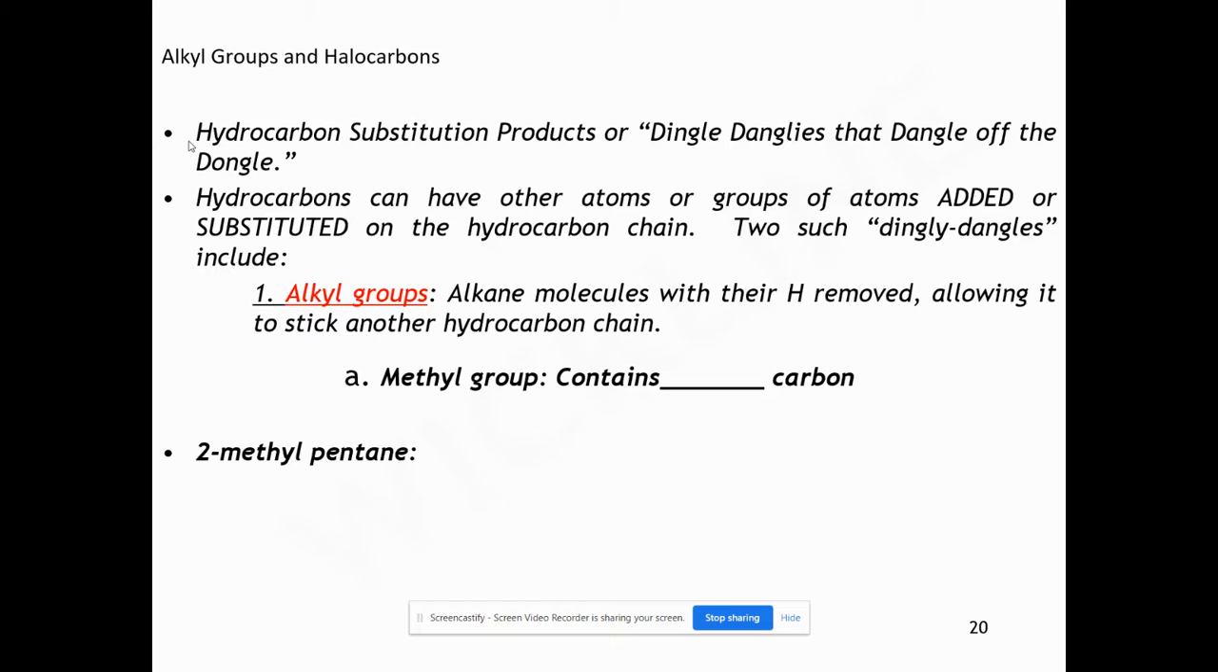alkyl groups. They're alkane molecules that have one H removed, allowing them to stick to the hydrocarbon. So methyl, right? You look up meth. How many carbons does it contain? 1, right? And you should be able to draw 2-methylpentane. How would you do it? Pent is 5, so you would draw 5 carbons. And then on the second carbon, you would put a methyl group. If you put it on the first carbon, then you have hexane.